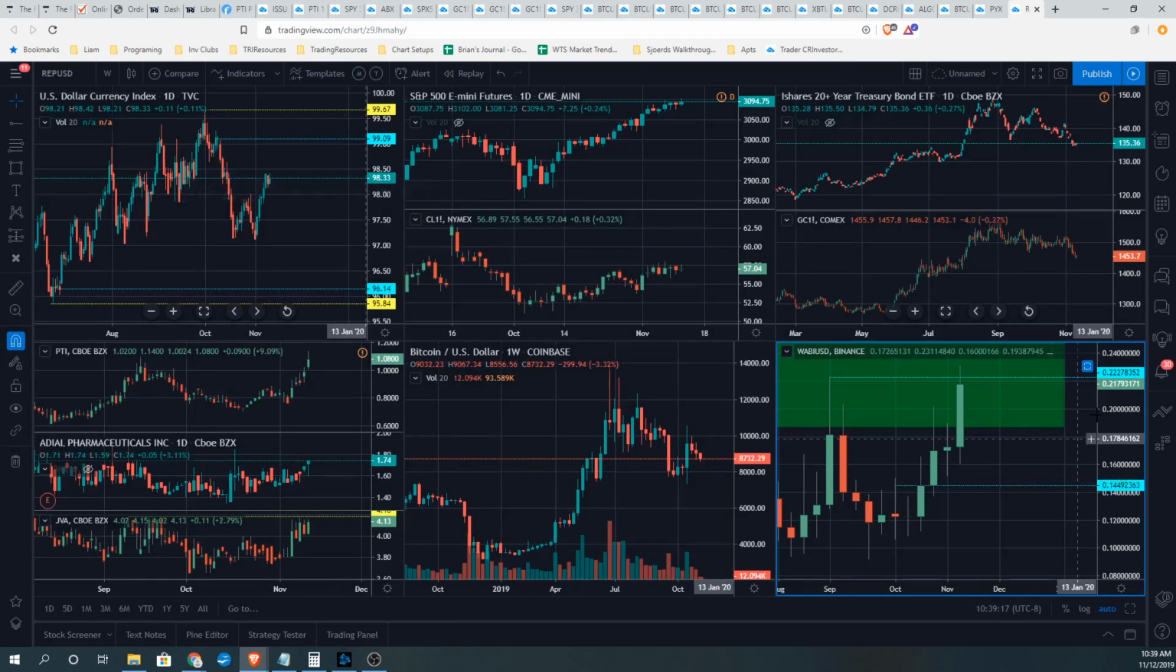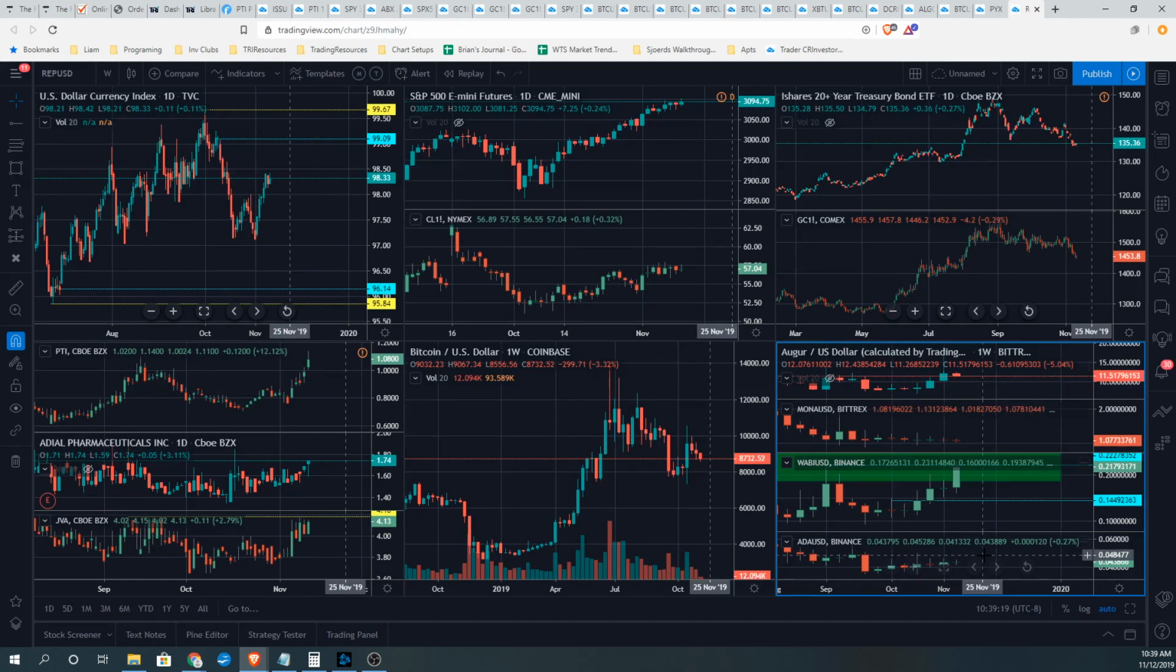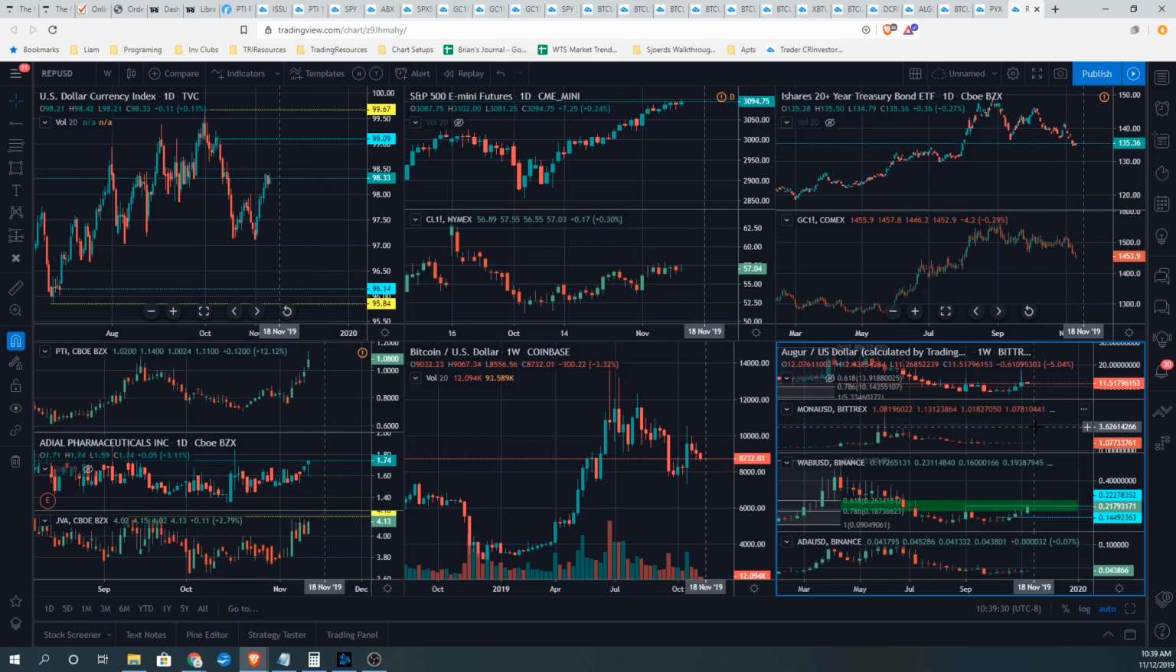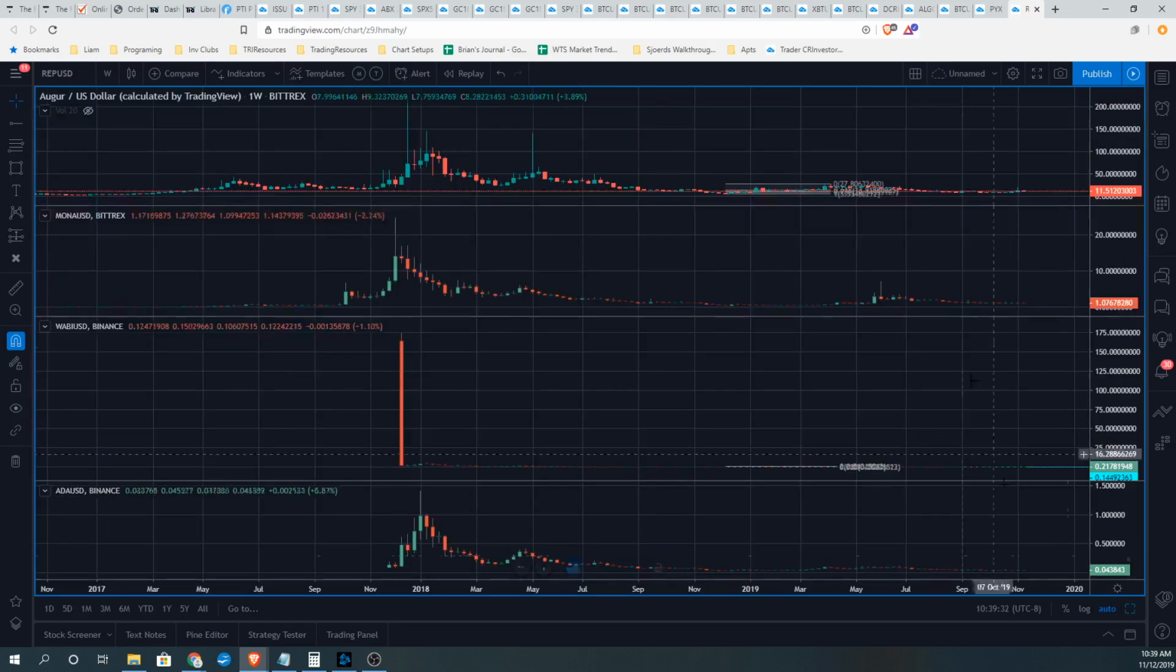I'm seeing a lot of names. Obviously these ones have already moved, so it's a little bit late, kind of like what I showed you on the pharma stocks. You've got to be hunting them as they're breaking out. So here's one that has not broken out.